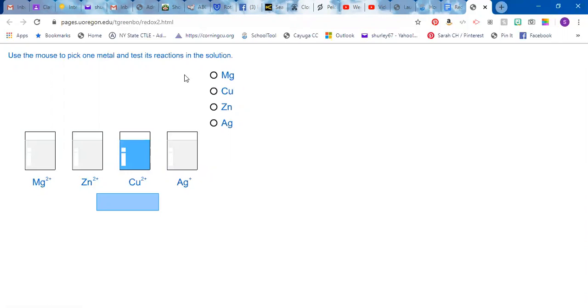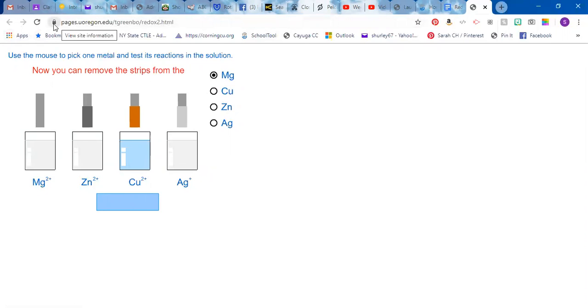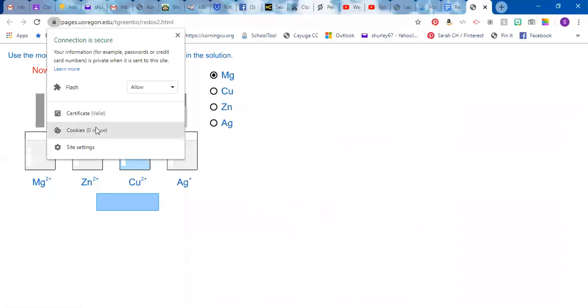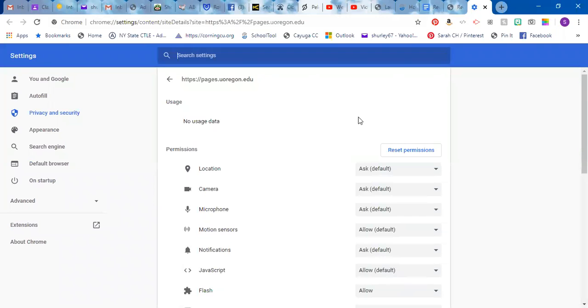Okay, so the first thing you're going to do is pick a metal and then you're going to test it. So put the strips in. Click to remove. And you're going to record what they look like in your data table. I want to mention, the flash is working, but if you need to change and enable flash, you can go to settings, and then there's a button that says flash, and make sure to allow it.